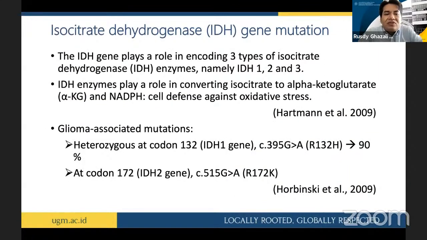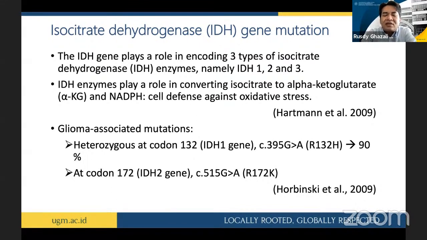So what is the IDH gene? IDH genes encode 3 types of enzyme, which are IDH1, 2, and 3. This enzyme is very important in cell defense against oxidative stress. Why? Because they convert isocitrate to alpha-ketoglutarate, or alpha-KG. And the most common mutation happens in codon 132 of this gene. It's a C395G>A mutation with the amino acid change R132H. 90% of patients have this mutation.